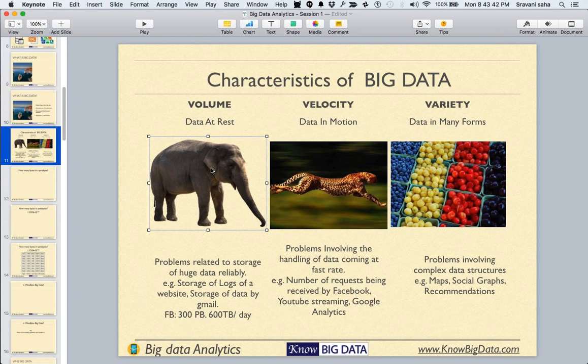Now, variety. When the problem involves complex data structures, for example, social graphs, maps, and recommendations. In those cases, we call that, by virtue of variety, our data is big data.